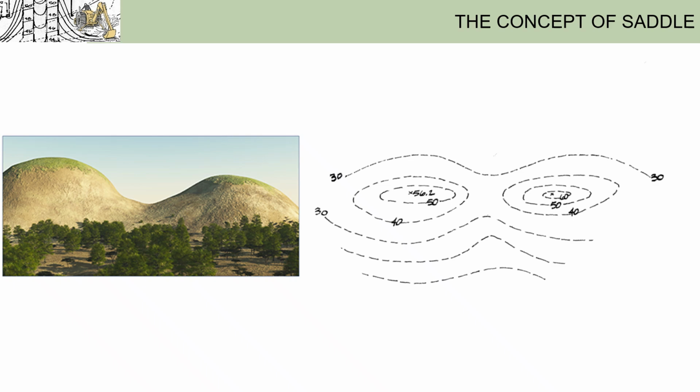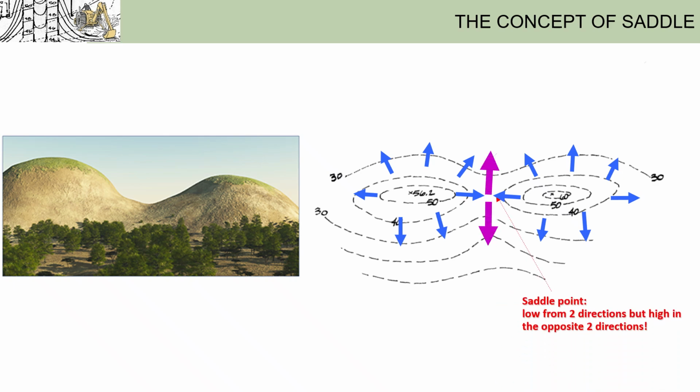Now let's revisit a topographic concept that we learned in our first lecture, a saddle. We talked about how a saddle has two summits with a low area in between, and in this low area, water drains from the two summits to the middle and then runs downhill in two directions, as shown by the purple arrows. And this point in the middle is called the saddle point.